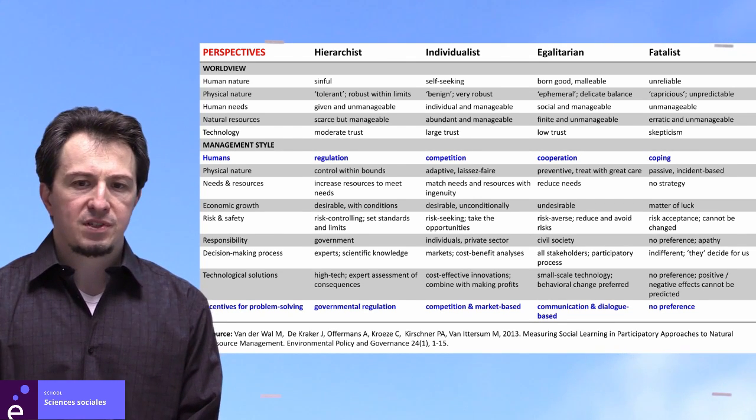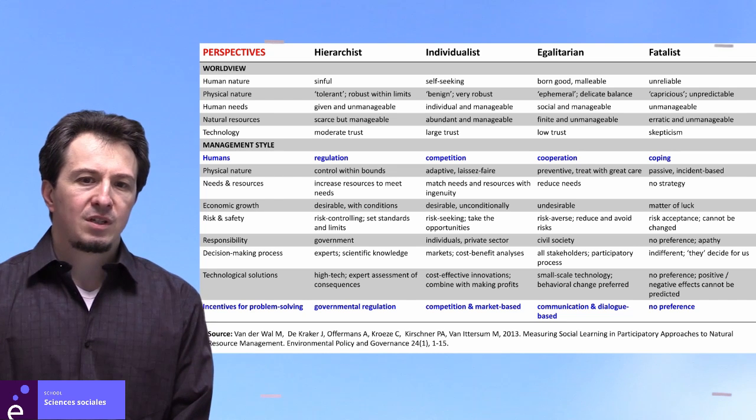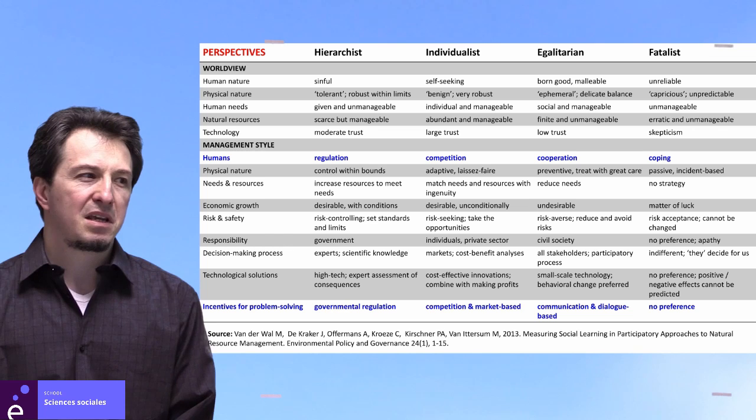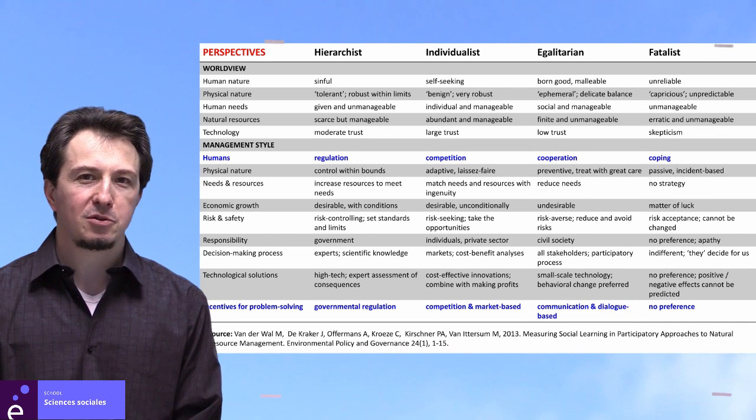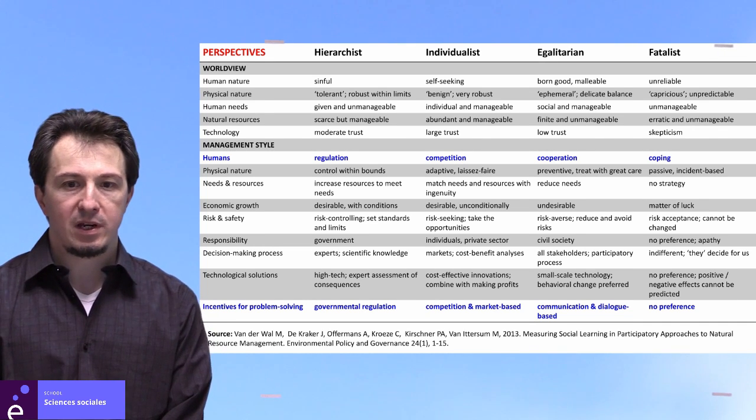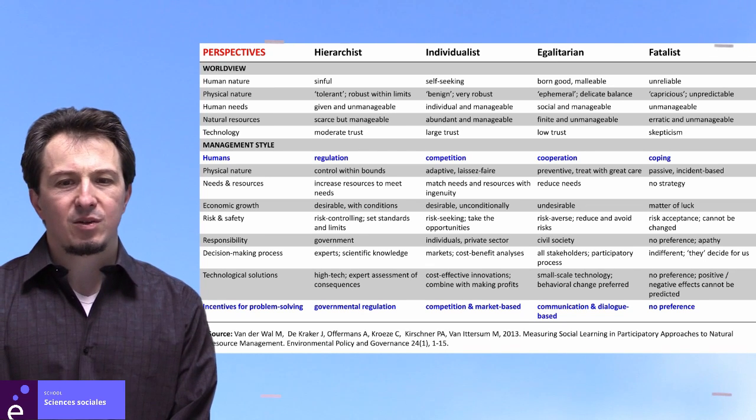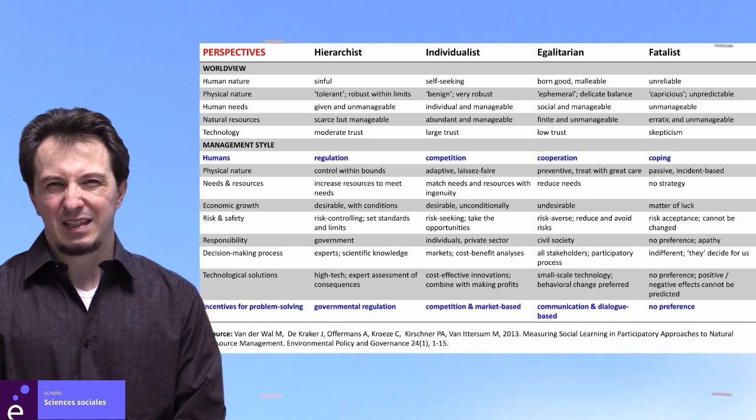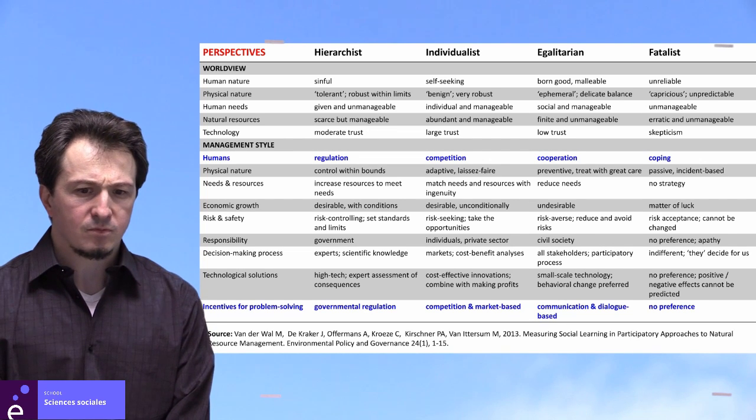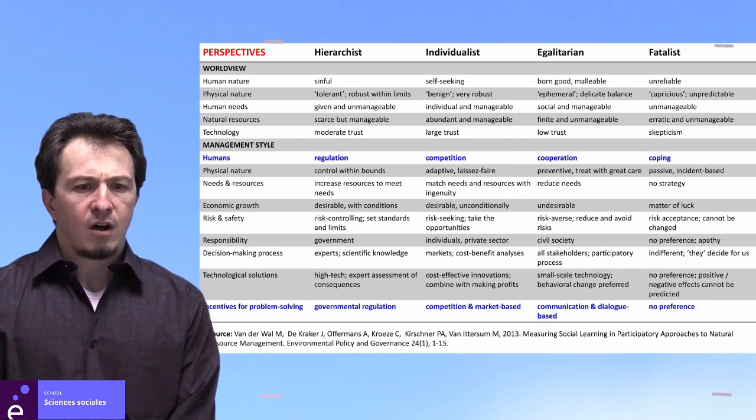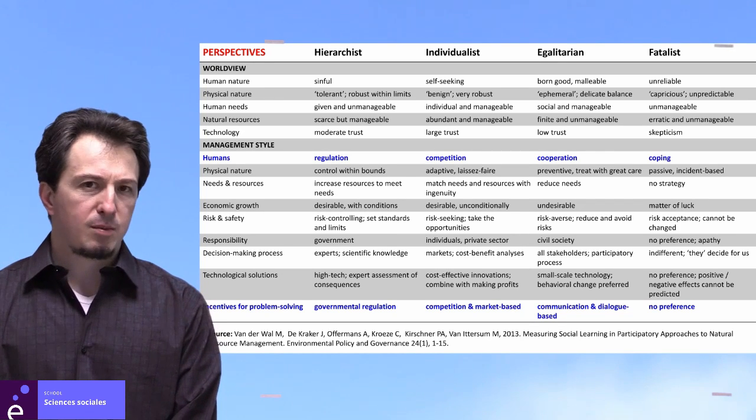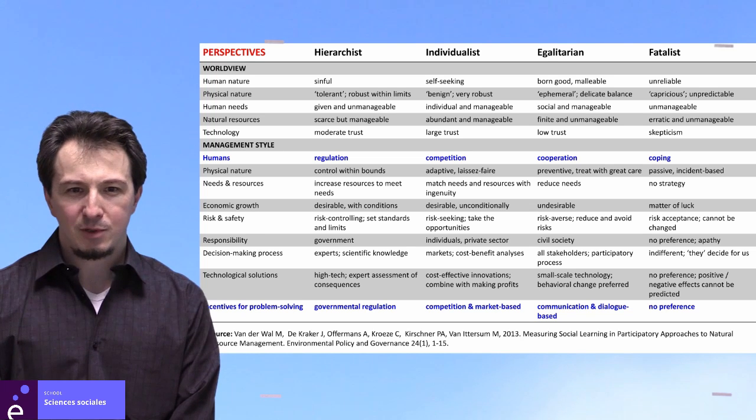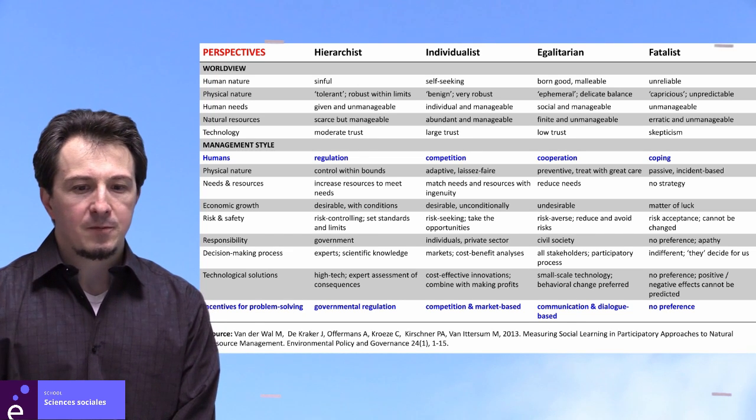There is the fourth one, which is the fatalist, which is not really a perspective, it's more like just being there, so I don't know what to do. It's more coping with the situation, and their worldview is that, okay, people are unreliable, so this is why it is called fatalist. Also in terms of incentives for problem solving, you'll see that the fatalist has no preference, doesn't care. Okay, it's the most sad one, not really a perspective.